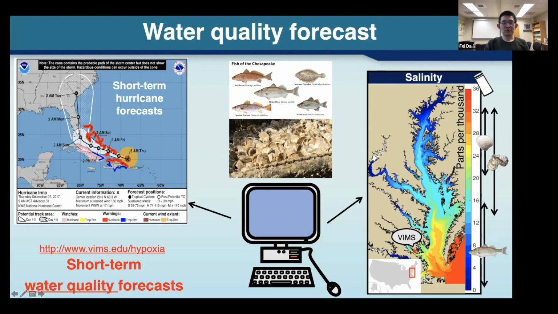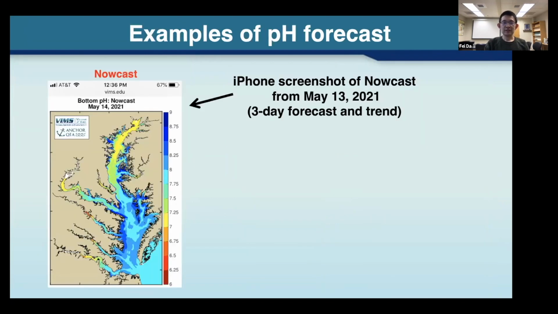On the website, we provide different water quality parameters, such as salinity, temperature, oxygen, and also pH. Oxygen information can be important for fishermen because they can use oxygen maps to avoid low oxygen regions where fish are unlikely to stay. Related to acidification, we also have a pH forecast. Here is an example of a pH forecast in the Chesapeake Bay.